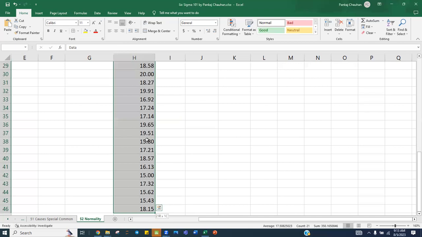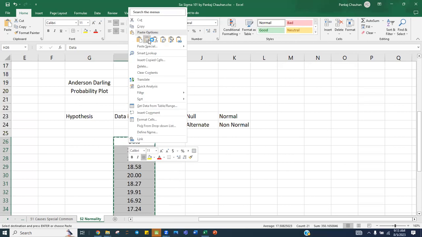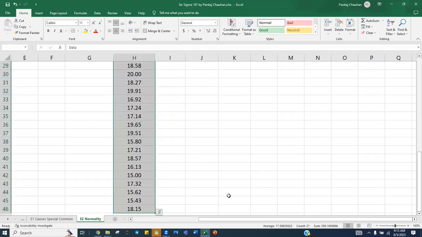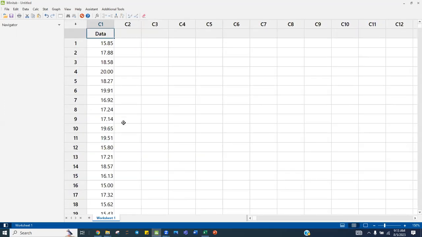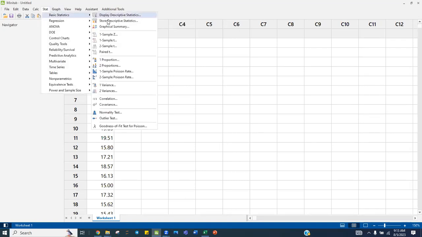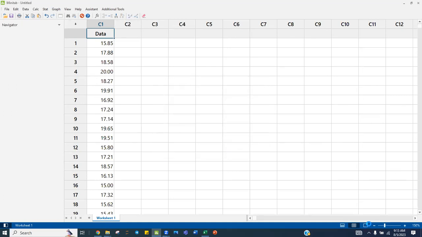I wanted to check whether this data is normally distributed or not. One is the mathematical way I can do it, calculating the plus or minus 2 and 3 standard deviation limits and then looking at how many data values are falling within them. Or another way, as I was telling, go to Minitab and use your data here. Now go to Stat, Basic Statistics, and at the bottom you will see Normality Test. Click on this, select your data. By default, the Anderson-Darling test is selected. Click on OK.